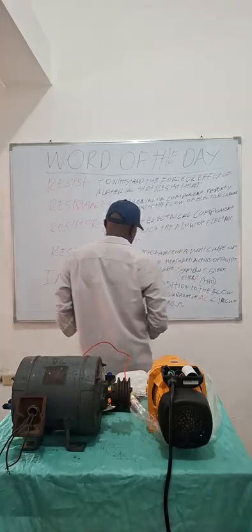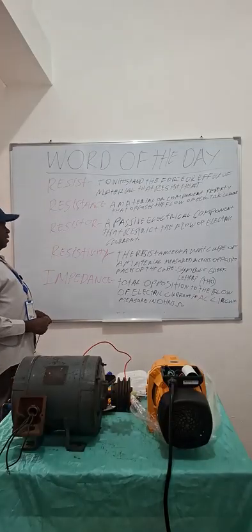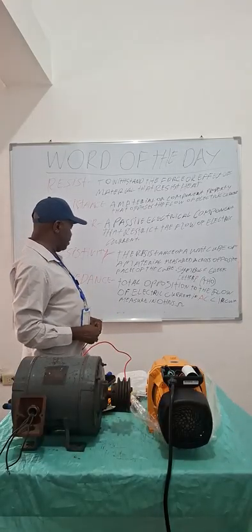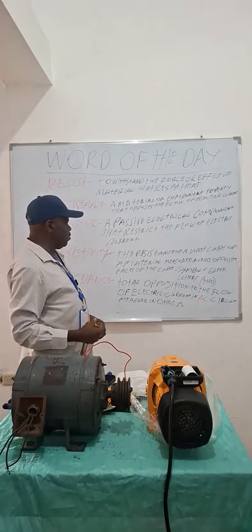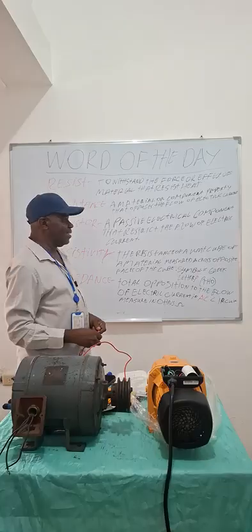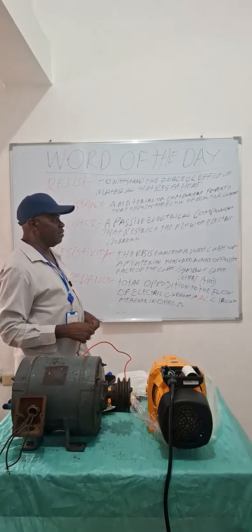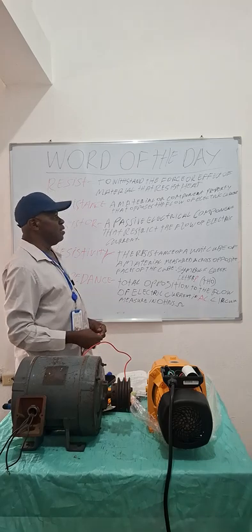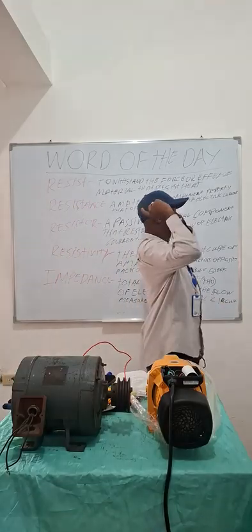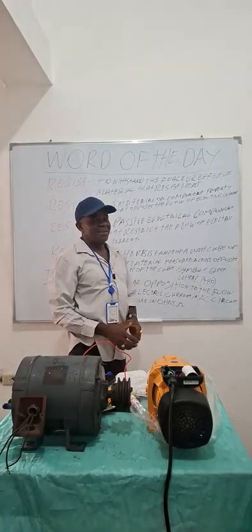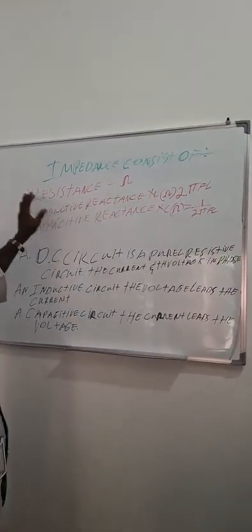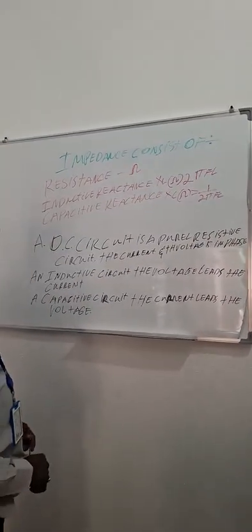Now impedance. What is impedance? Impedance is the total opposition to the flow of electric current in an AC circuit, and it is measured in ohms. When we're talking about impedance, we normally refer to an AC circuit, alternating current, and not a DC circuit. There are three components that make up impedance. Impedance consists of resistance, measured in ohms.